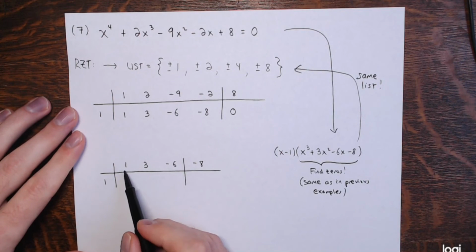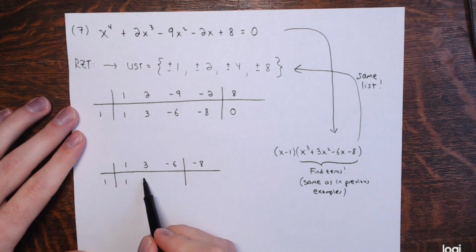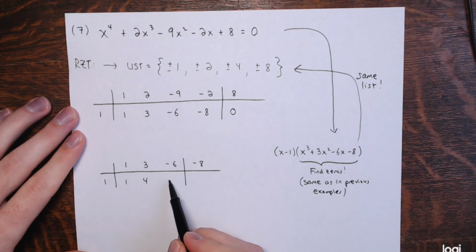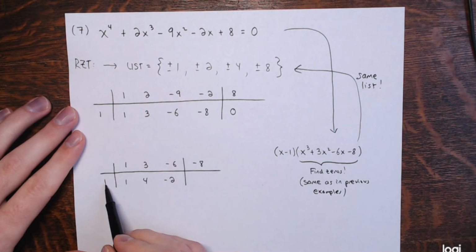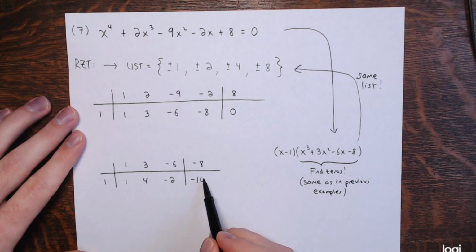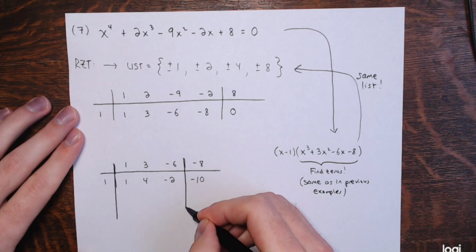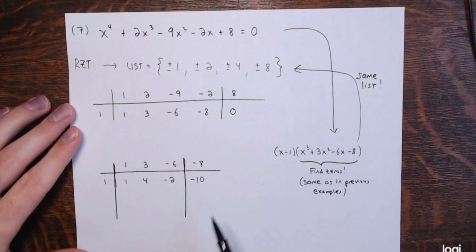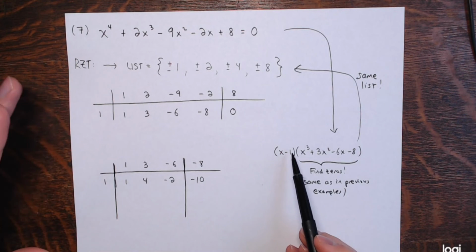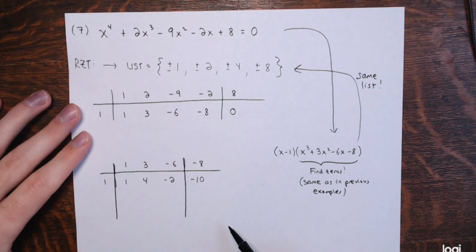So drop the 1. 1 plus 3 is 4. 4 plus -6 is -2. And then -2 plus -8 is -10. So 1 is not a 0 again. Right? Its multiplicity is 1. So you're just going to see x minus 1 to the first power. You're not going to see another x minus 1.